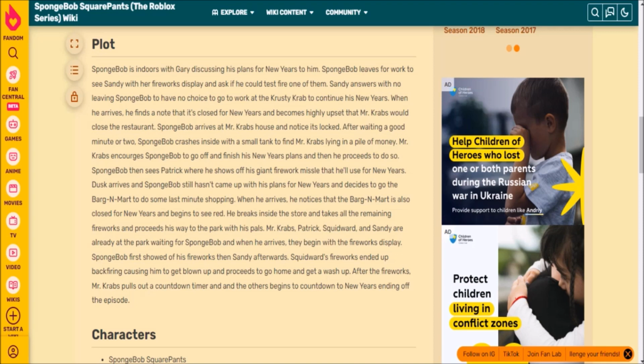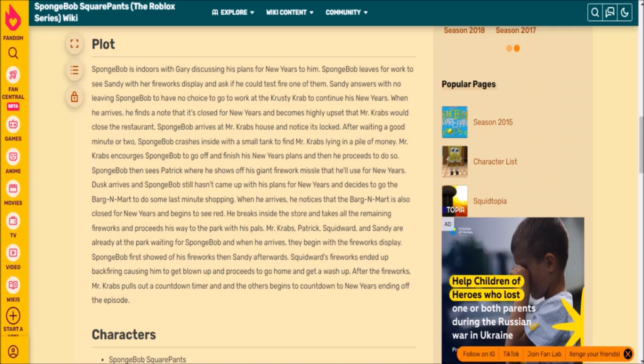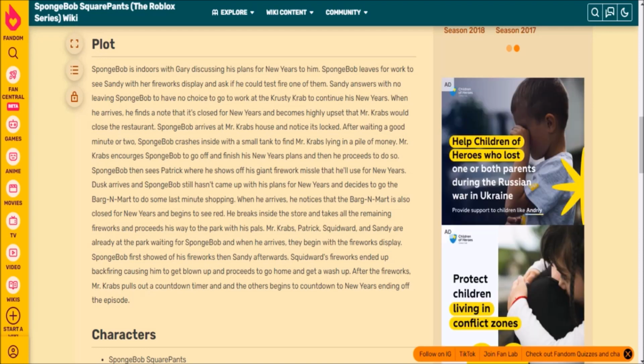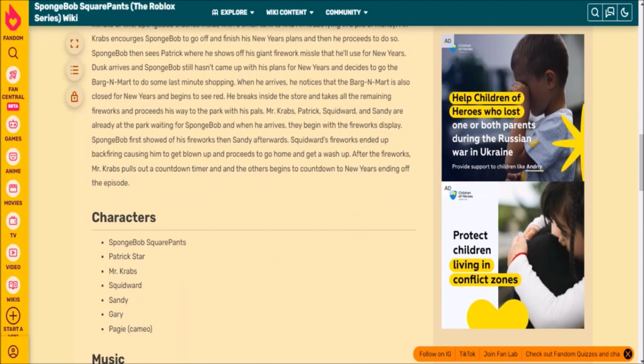SpongeBob first showed off his fireworks, and Sandy afterwards. Squidward's fireworks ended up backfiring, causing him to get blown up, and he proceeds to go home and get a wash up. After the fireworks, Mr. Krabs pulls out a countdown timer, and the others begin to count down to New Year's, ending off the episode.